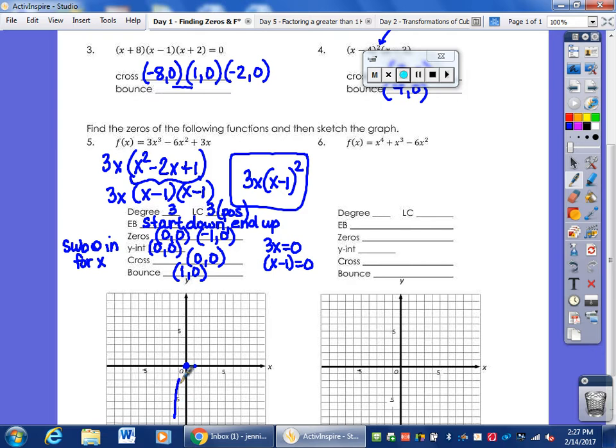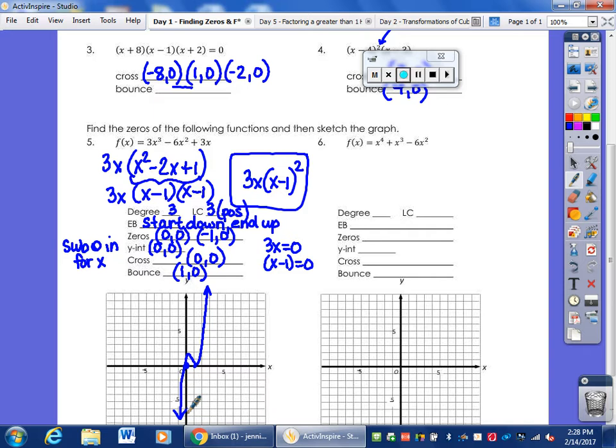So this, if I sketch it, is going to kind of look like that. Kind of looks weird. Let's draw that nicely. Something like that. Okay, it's just a sketch. The reason we know that is because it's a cubic, so it starts low and ends high, and then it's going to bounce at the positive 1, but it's going to cross at the 0.